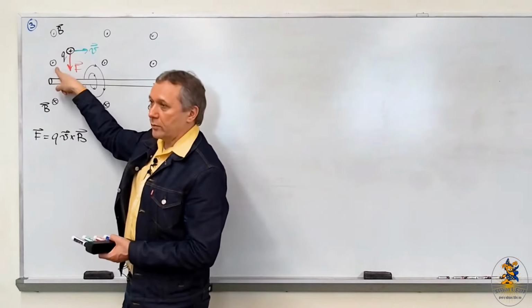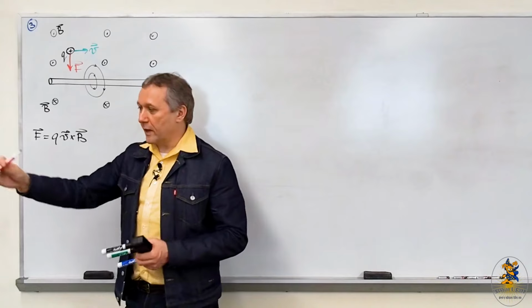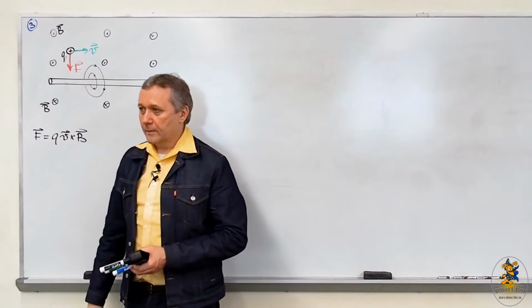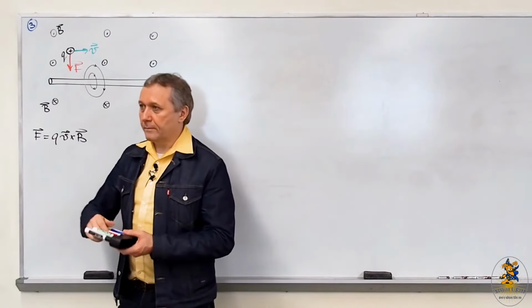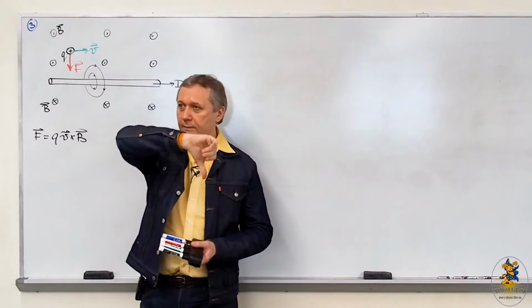Oh, dot. Oh, yes. Dot is out. It's like an arrow flying towards you. So that's just force. Alright. V cross B down.